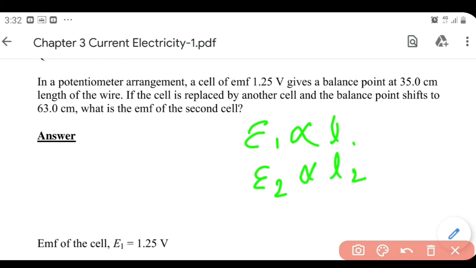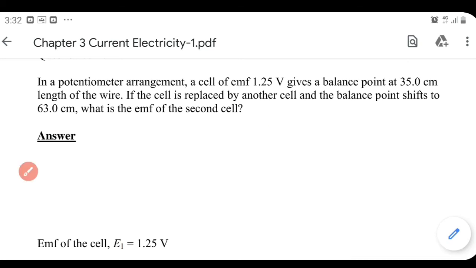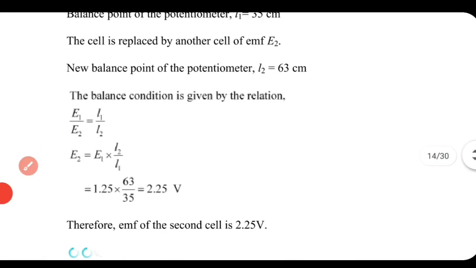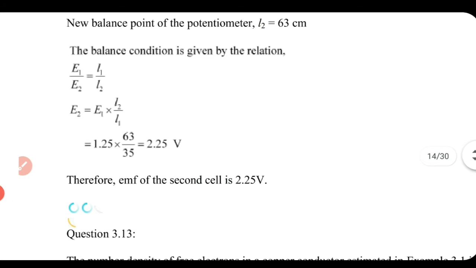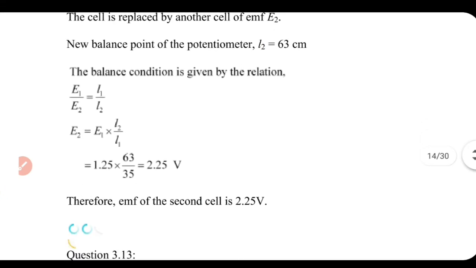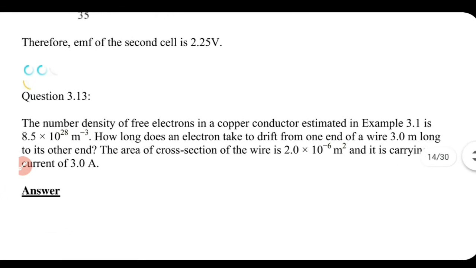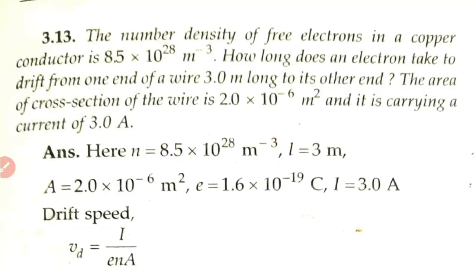So by just dividing the two equations, you will get epsilon 1 by epsilon 2 is equal to L1 by L2. Just substitute and obtain epsilon 2. That's all. So you'll get epsilon 2 as 2.25 volt. So it's a simple question from potentiometer. Now coming to question number 13 in exercises.